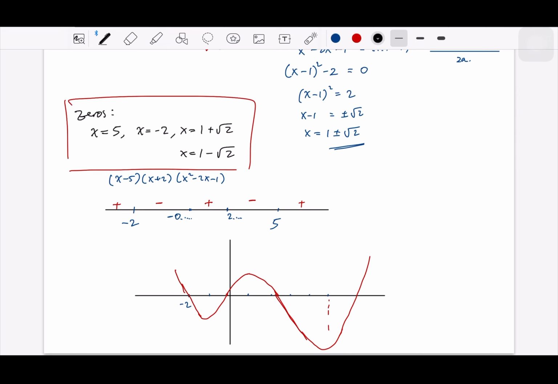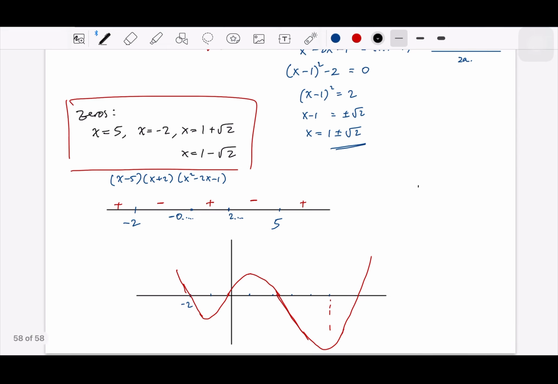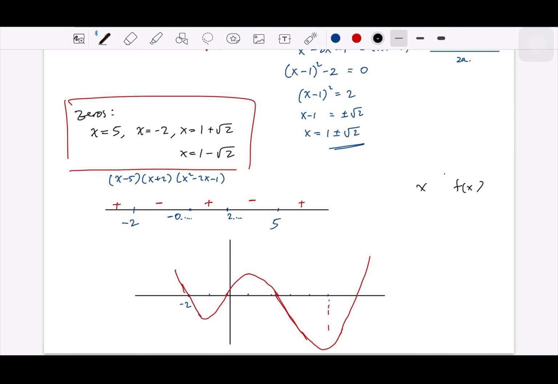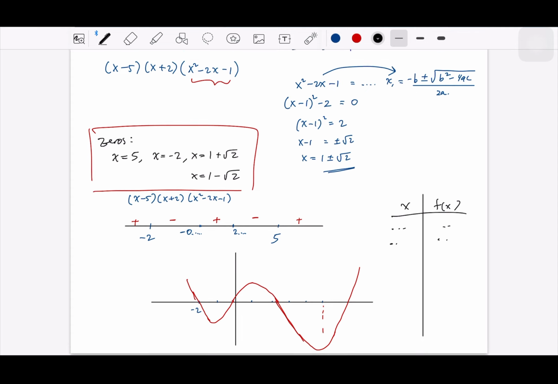Okay, so we could also check the point if you want some point. You can check also. Okay.